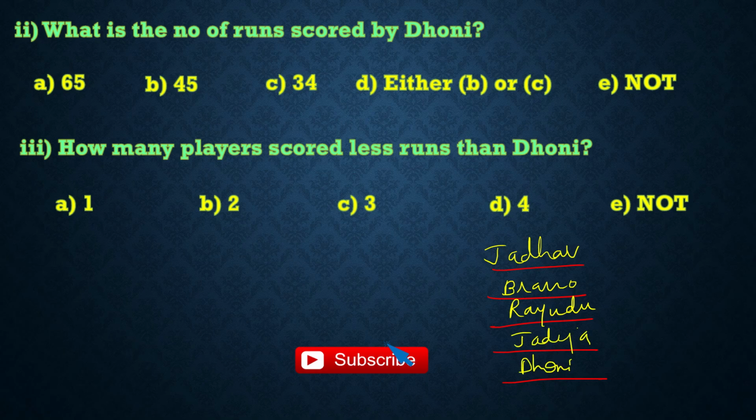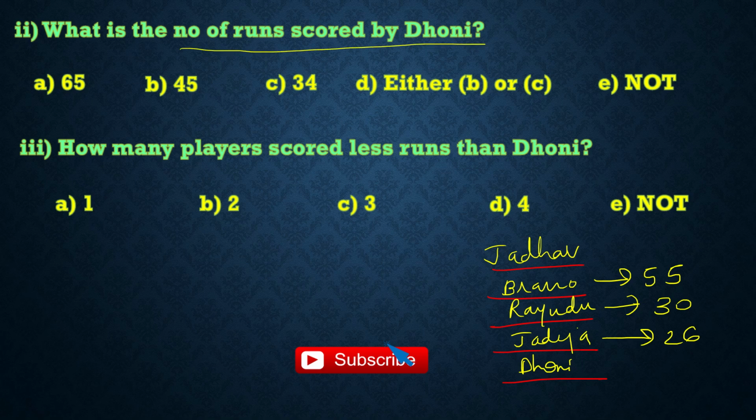Now we know that Bravo had scored 55 runs, Raidu scored 30 runs and Jadeja scored 26 runs. Just now we calculated. What is the number of runs scored by Dhoni? So Dhoni is here. It should be less than 26.